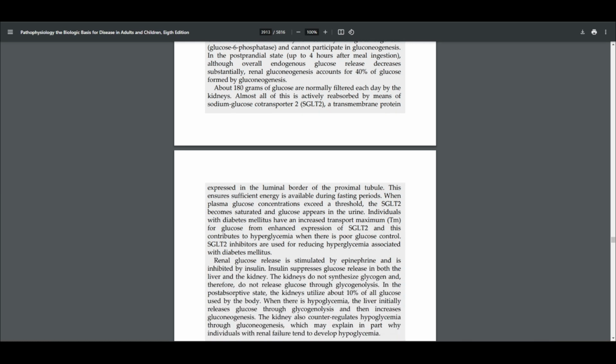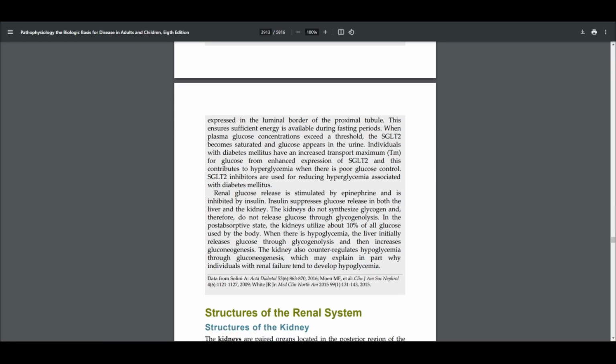So about 180 grams of glucose are normally filtered each day by the kidneys. Almost all of this is actively reabsorbed by means of the sodium glucose cotransporter 2, the SGLT2, a transmembrane protein expressed in the luminal border of the proximal tubule. This ensures sufficient energy is available during fasting periods. When plasma glucose concentrations exceed a threshold, the SGLT2 becomes saturated and glucose appears in the urine.